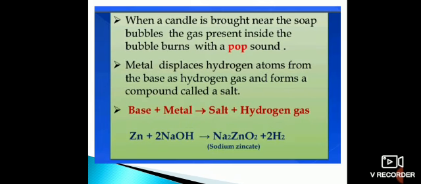When the candle is brought near the soap bubbles, the gas present inside the bubble burns with a pop sound. This means the metal displaces hydrogen atoms from the base as hydrogen gas and forms a compound called a salt. Dear children, base reacts with metal, gives rise to salt and hydrogen gas. So we have taken zinc granules and sodium hydroxide. When zinc reacts with sodium hydroxide, it will form sodium zincate and hydrogen gas.